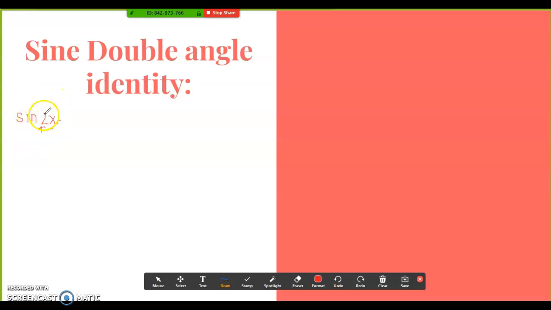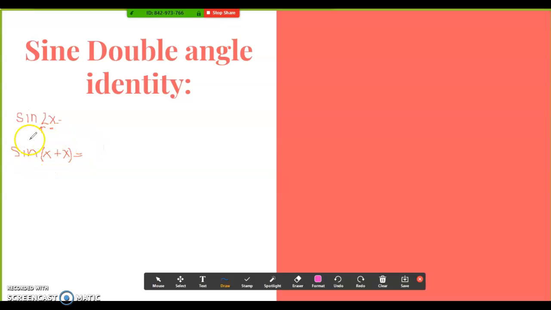If I'm taking 2 times the same angle, that's no different than me saying that I have the same angle added together twice, right? 2 times x is the same as x plus x. So I am going to use what I know, which is the sine sum identity, and that is going to help me derive a formula for the double angle identity for sine. So let's recall the sine angle identity. Remember I said sine switches.